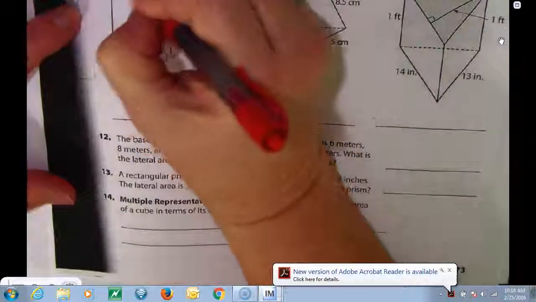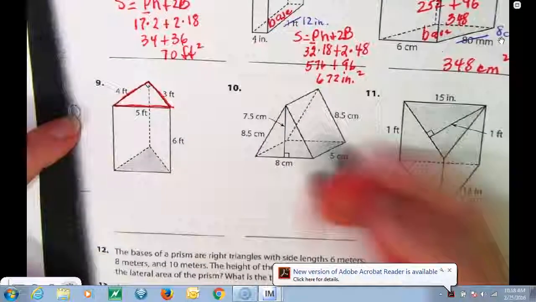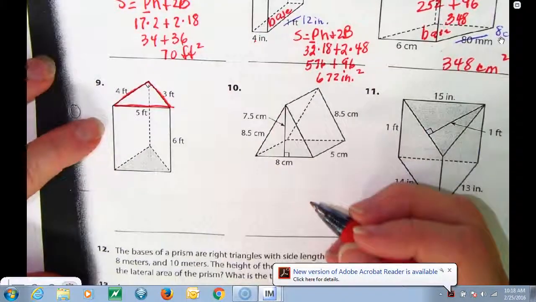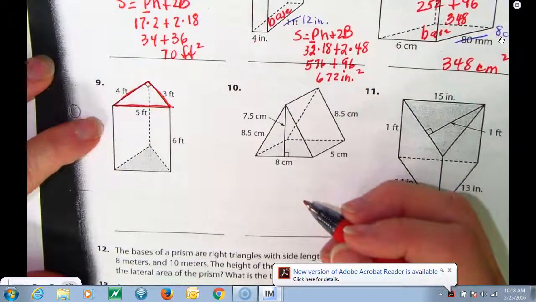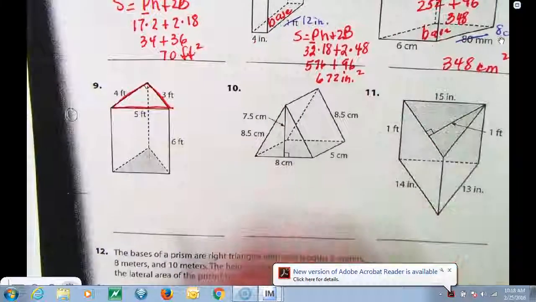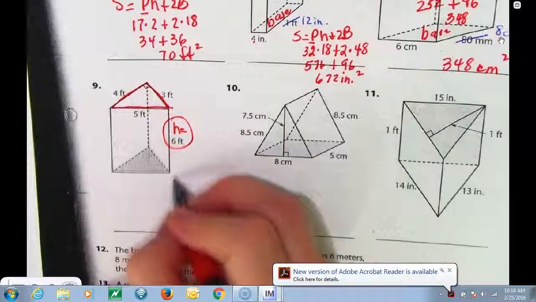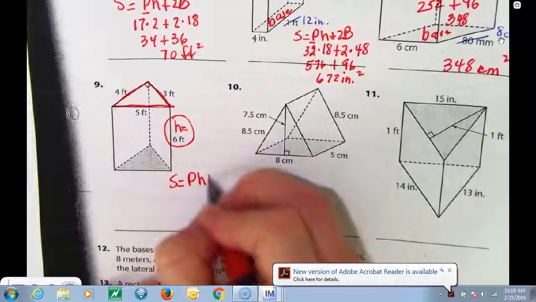Okay, look at 273, number 9. Draw around the triangle. Oh, it's a right triangle. It's a right triangle, so the 2 legs are the base and the height, aren't they? What's the height of the prism? 6. Good job. Okay, go do number 9.